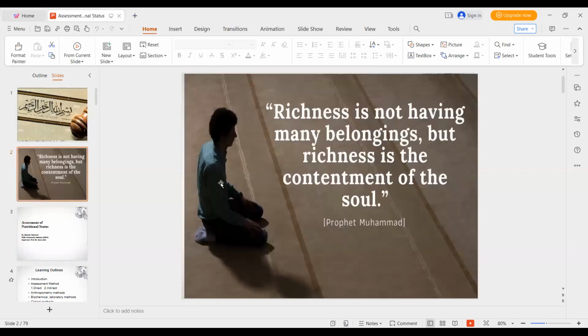Bismillahirrahmanirrahim. According to Prophet Muhammad sallallahu alaihi wasallam, richness is not having many belongings, but the richness is the contentment of the soul.